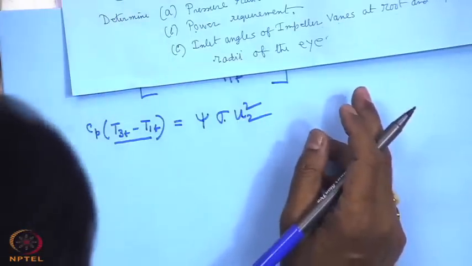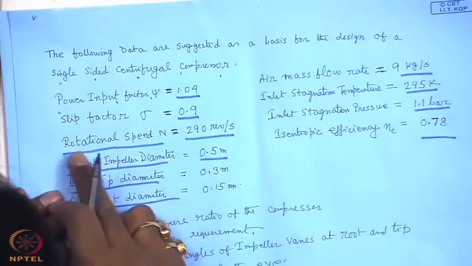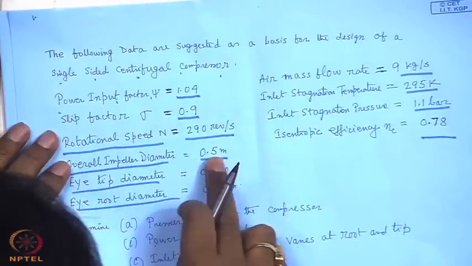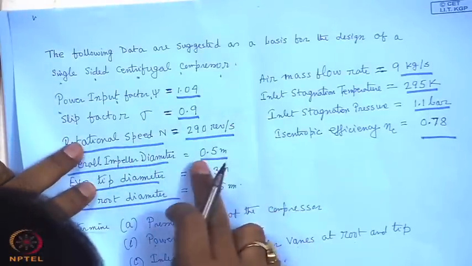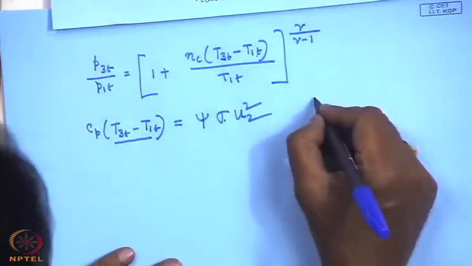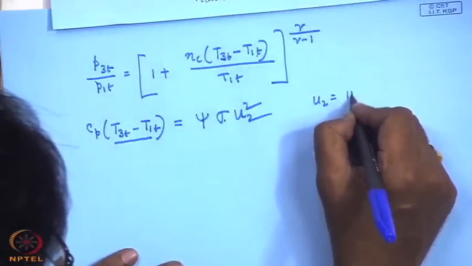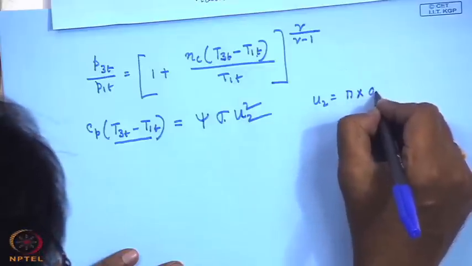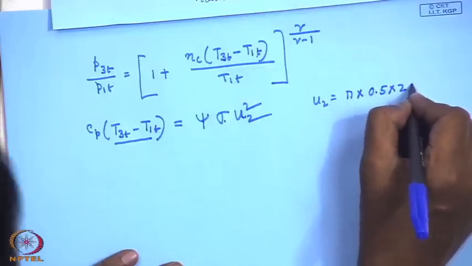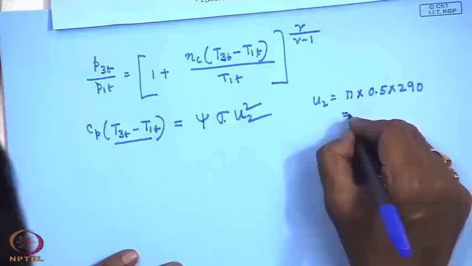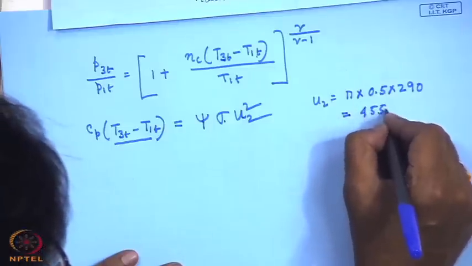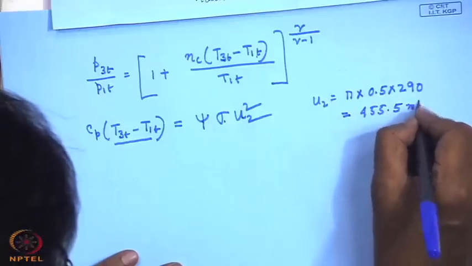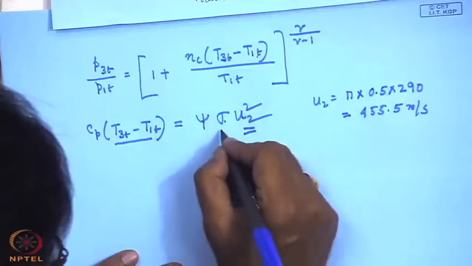What is given in the problem? Let me see. This problem gives rotational speed and overall impeller diameter: 290 revolutions per second and overall impeller diameter 0.5. So u2 is equal to pi into the overall diameter 0.5 into 290, the rotational speed. That means the tangential speed is 455 meter per second. That means u2 is known. Sigma is given in the problem. If you see, the slip factor is 0.9, and the power input factor is 1.04.